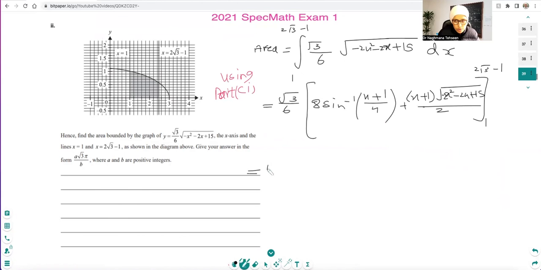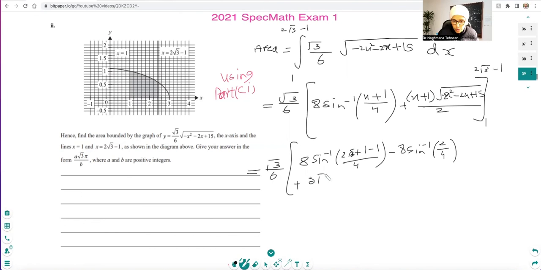So we go root 3 over 6. So 2 root 3 minus 1 plus 1 gives you 2 root 3. So you have 8 sine inverse of 2 root 3 plus 1, right? Minus 1 over 4. And then we have minus 8 sine inverse of 2 over 4. And then we go plus 2 root 3 minus 1 is 2 root 3.